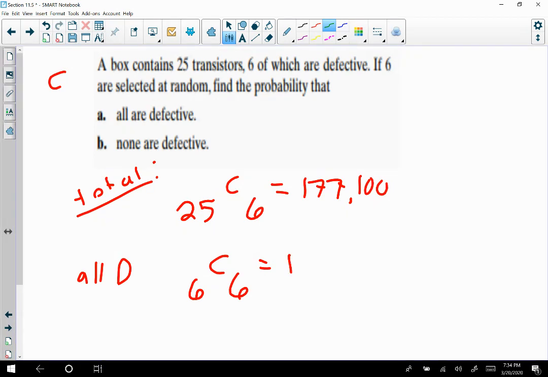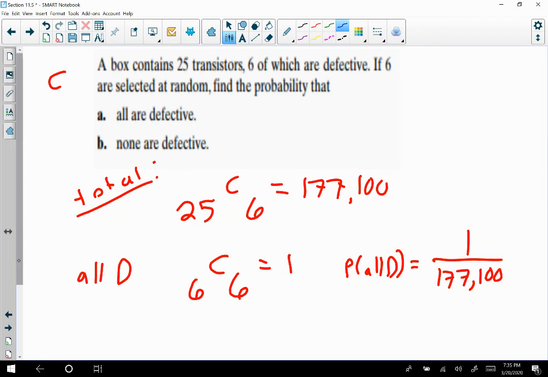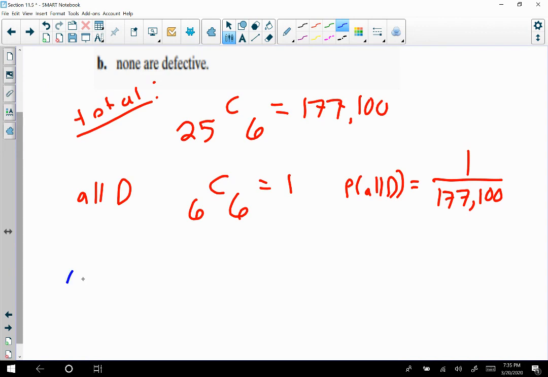Again, you can go to your calculator and check it. So what's the probability of all defective? Well, that will be 1 out of 177,100. And there you go. There's part A.